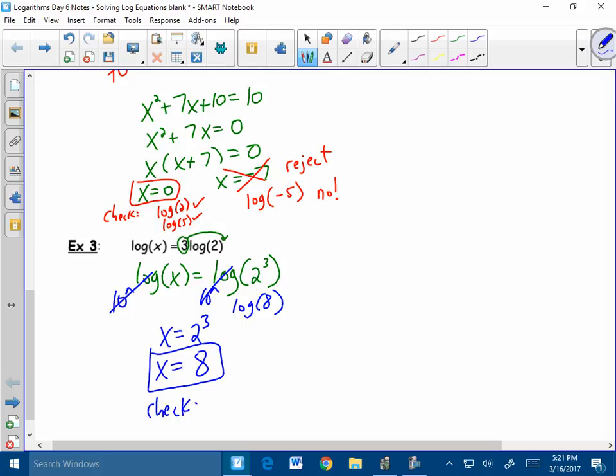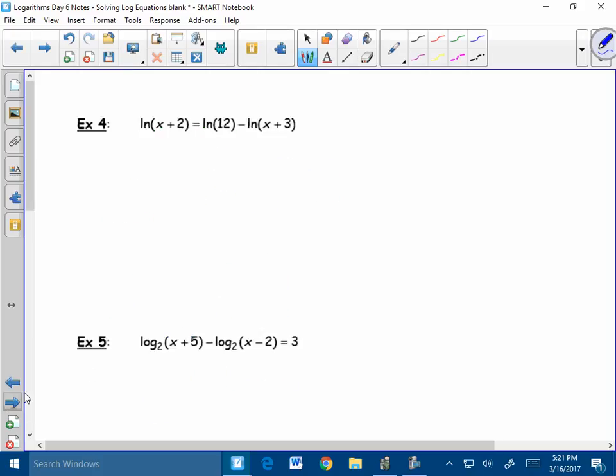And then I should have checked that too. I could plug in 8. That's not going to give me any trouble in terms of taking the log of a negative or 0. So that one will just say if you have coefficients in front, those came from exponents. A few more over on the back. They really don't get much trickier, so that's good. Just mainly practice of our log properties and our exponentiating.